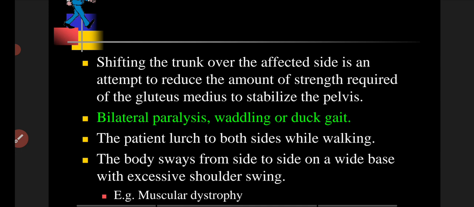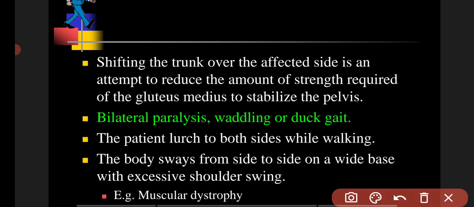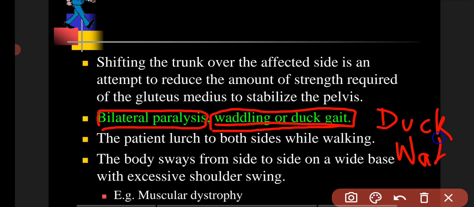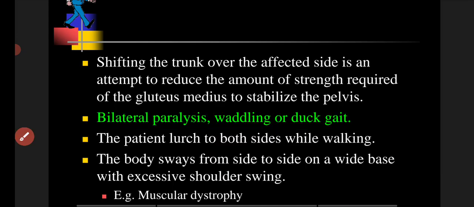It will reduce the amount of strength required of the gluteus medius to stabilize the pelvis. In case of bilateral paralysis, where both sides of the gluteus medius are affected, the walking pattern or gait will be known as the waddling gait or duck waddling gait. Sometimes the exam comes as the duck waddling gait also. In case of Trendelenburg gait, it is a single side, but in case of duck waddling, both sides.